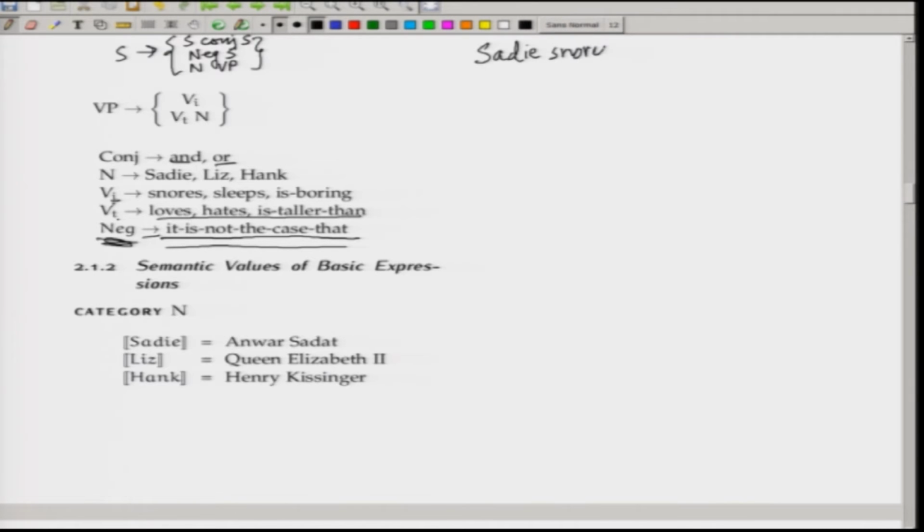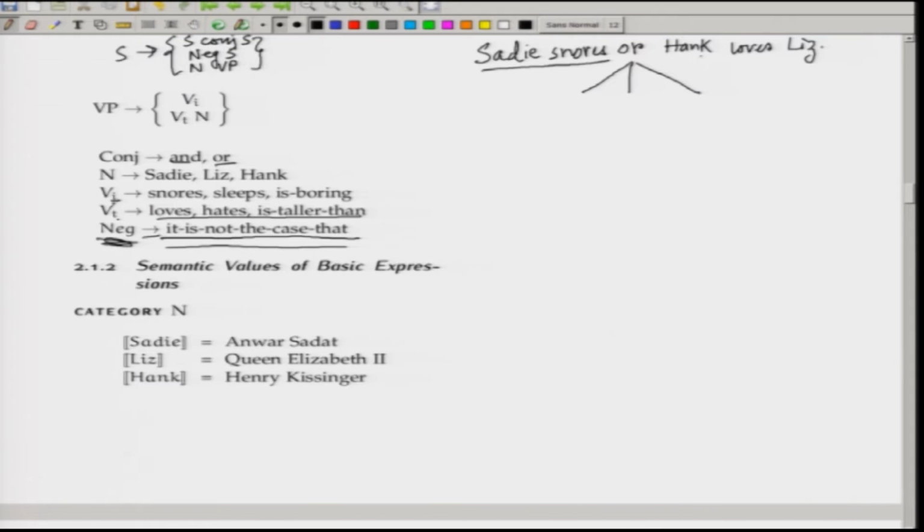I am just making a random sentence: Sadie snores or Hank loves Liz. Let us see how this sentence can be generated. So, we use the old logic that goes to logic. Now can you see the structure of it?